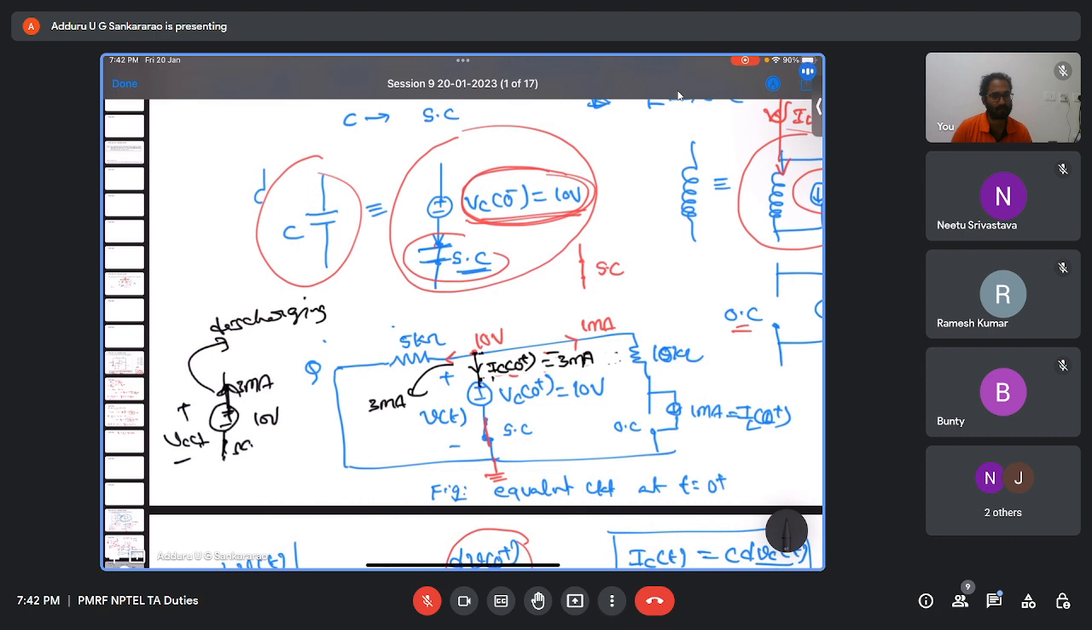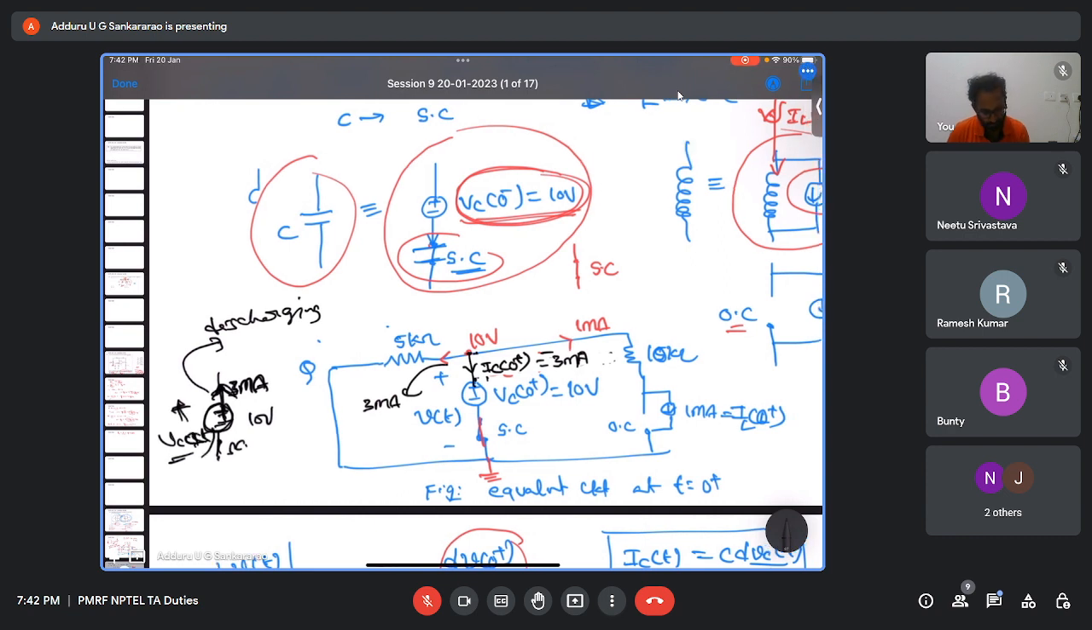3 milliamperes. That's what you're asking, right? What is the direction of current through the capacitor? Yes, sir. So that means, actually, this is the capacitor. Let us say capacitor voltage is VC of t. The current is coming out of the plus terminal. That means the capacitor is in discharging condition.